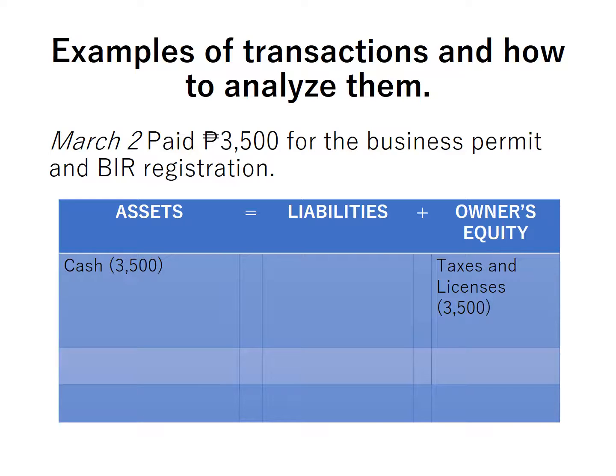March 2 transaction, the business paid 3,500 for the business permit and BIR registration. Based on our analysis, cash decreased by 3,500 and taxes and licenses increased by 3,500. Ignore the negative amount in our analysis. Expense increase, so owner's equity decrease, that's why we have a negative amount. As I've mentioned, when we journalize, we are just going to determine the increase of owner's capital, owner's withdrawal, income and expense individually without reference to their effects to owner's equity.